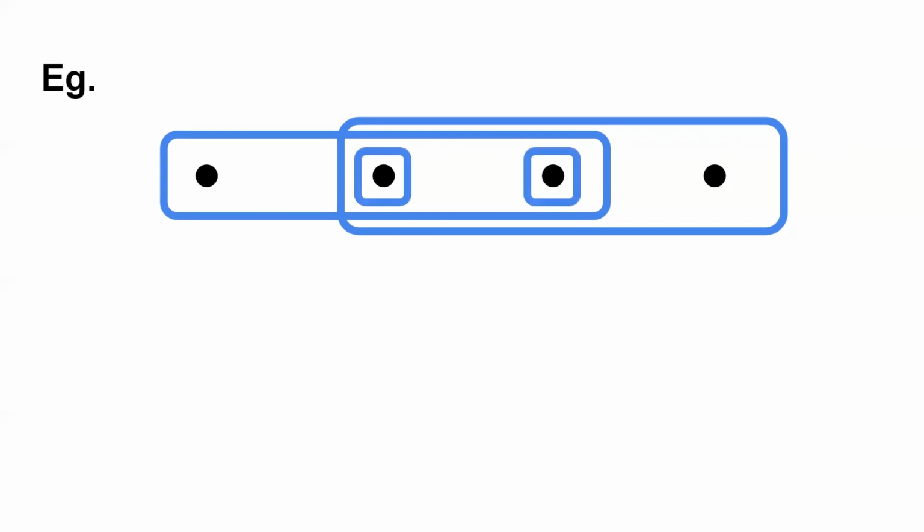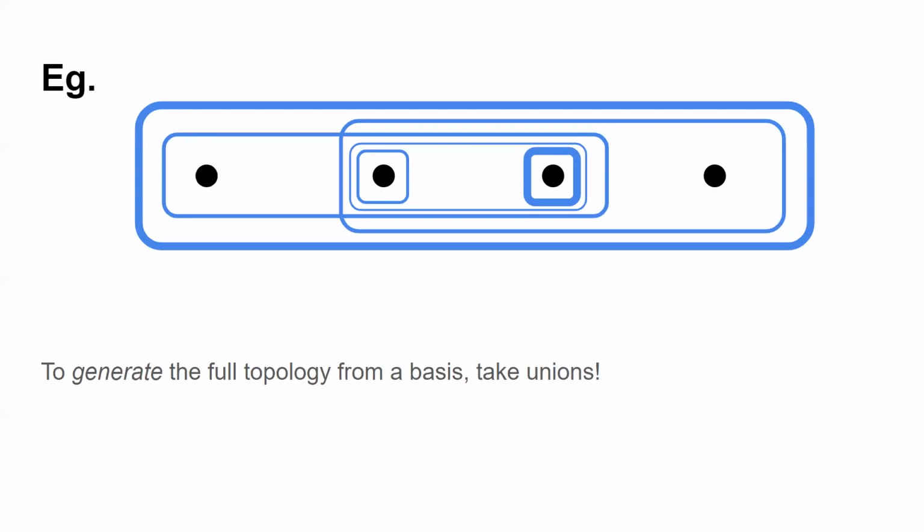Well, luckily, I have some idea of which basic open sets I'd like. And I would like each of these points individually to be in their own open set. So let's throw those in. Okay. So actually, this is a basis for a topology on the 4-point blob. And in order to generate a full topology, I just need to take unions. So taking unions gives me a topology on the 4-point blob.